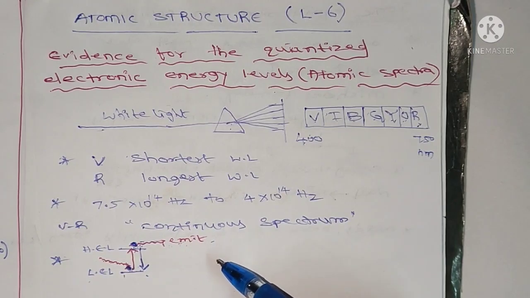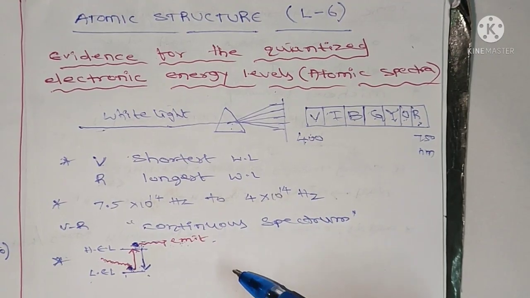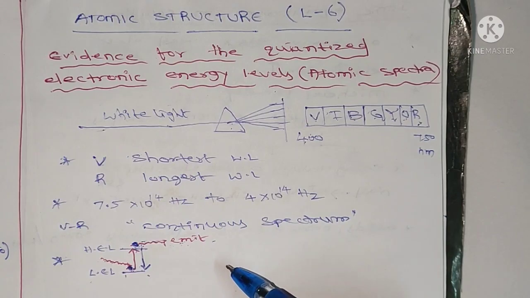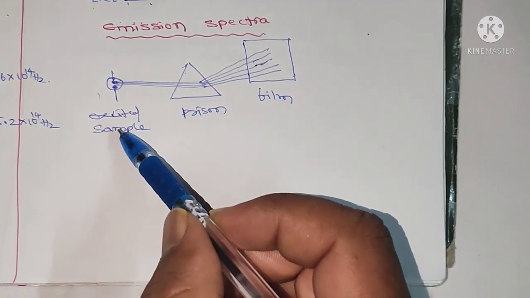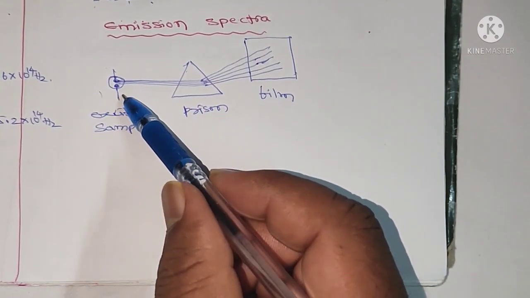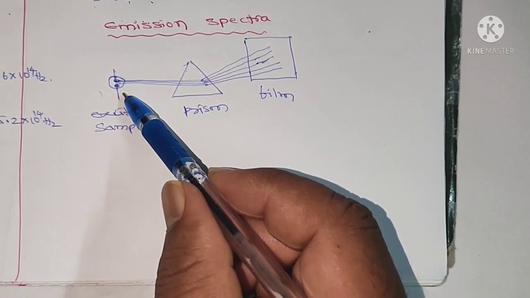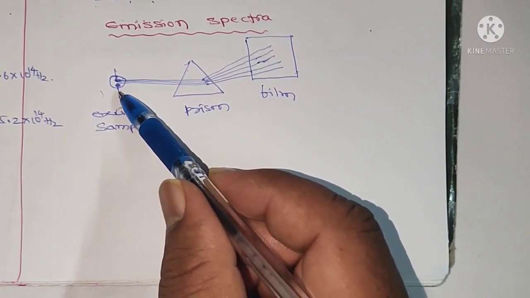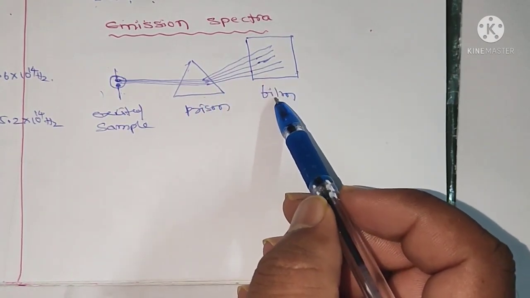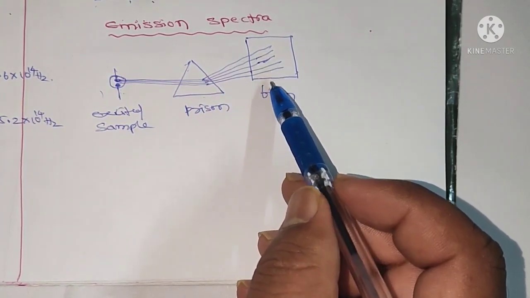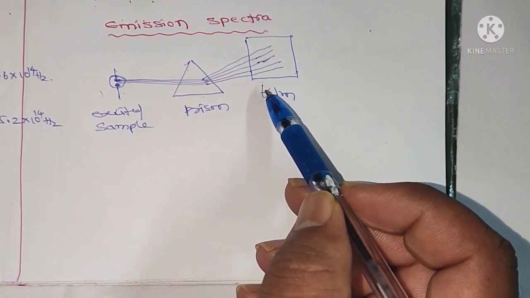Here we have two spectra. One is the emission spectra and another one is the absorption spectra. Let us discuss the first one, emission spectra. This is the diagram for emission spectra. It has an excited sample, that is atoms or molecules or ions, and this is the prism, and here is a film. On the film we can see the spectrum.